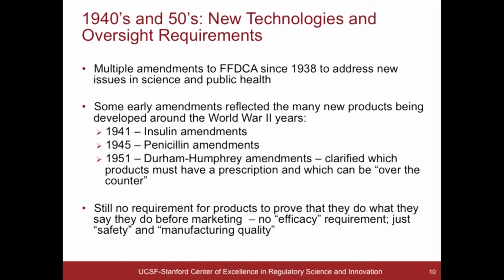And then in 1951, in the post-war years, there were amendments that began to really clarify across the country what it meant for a drug to have to have a prescription in order to be dispensed, and what it meant for a product that could be purchased over the counter. Prior to 1951, the clarity and consistency of when one needed a prescription and when one didn't, and what could be marketed and where and by whom, was really quite ambiguous across the country.